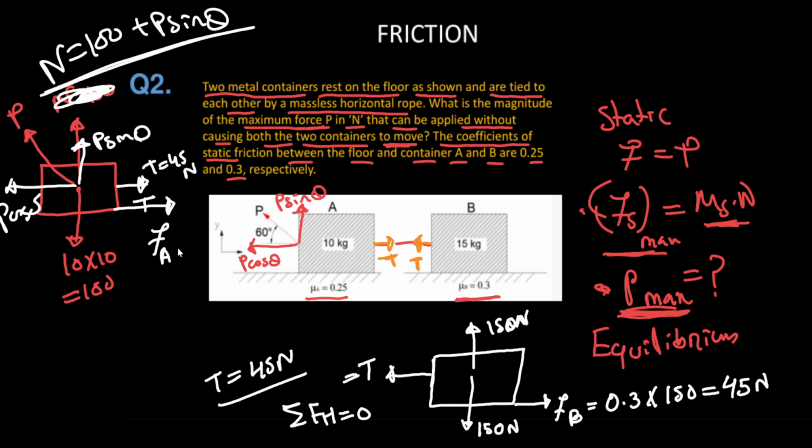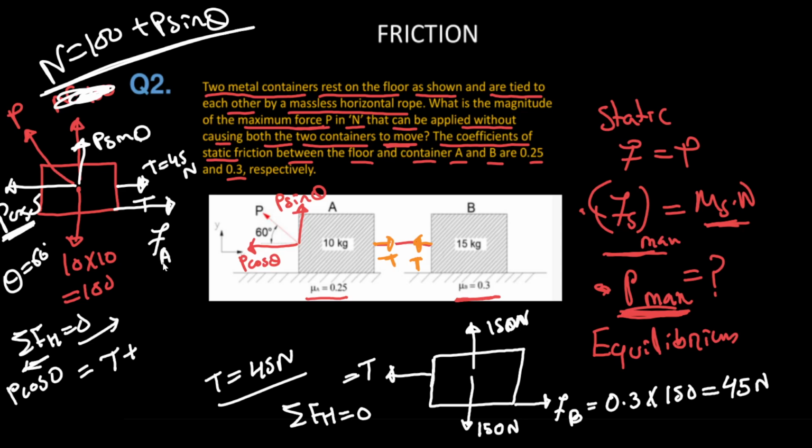You got it? So in this, if we apply net force in the horizontal direction equal to 0, here is the horizontal force P cos theta. Theta is given as 60 degrees. So P cos theta in this direction will be equal to the force in this direction. So P cos theta will be equal to tension plus Fa. Fa is how much? Mu s, that is 0.25, into N. N is equal to 100 plus P sin theta.